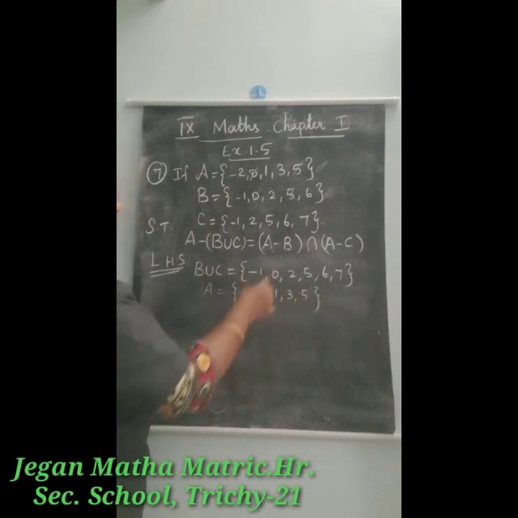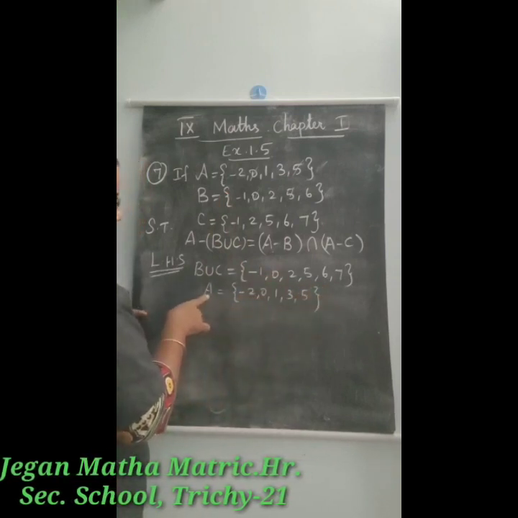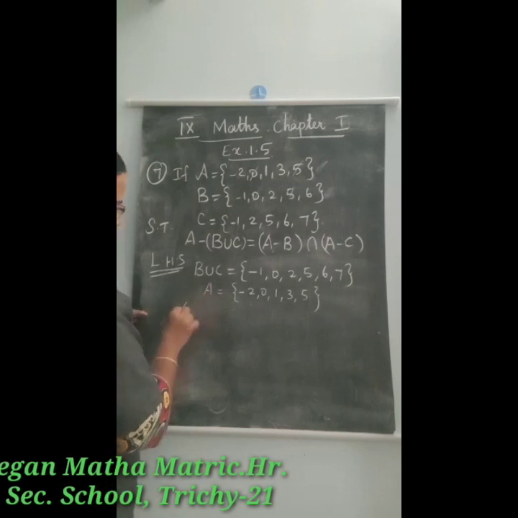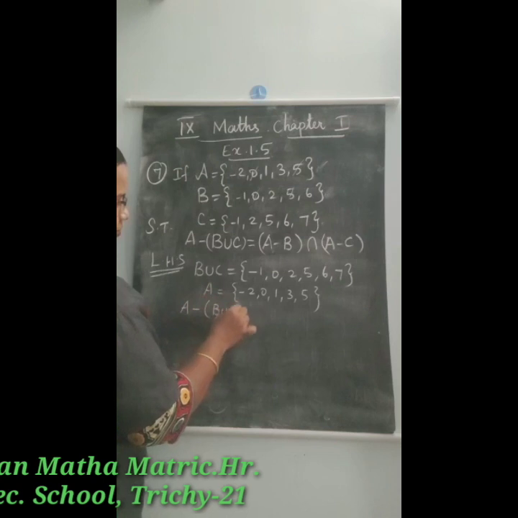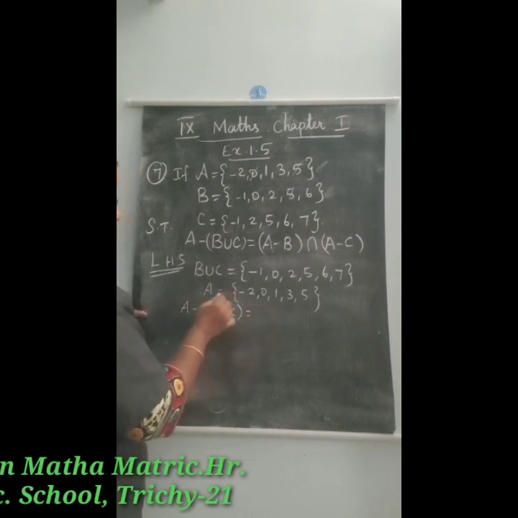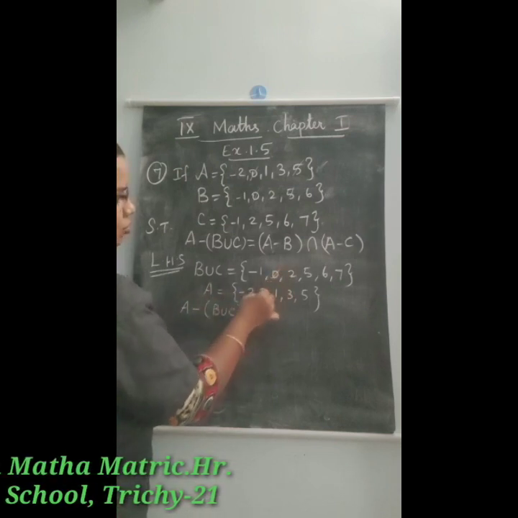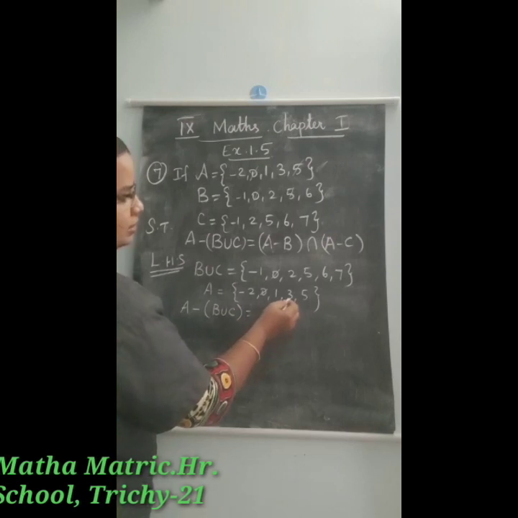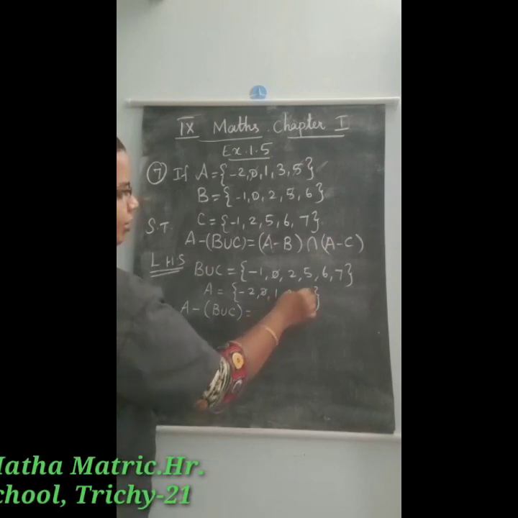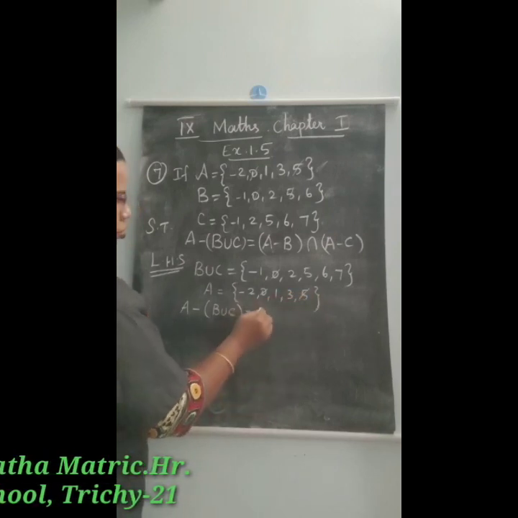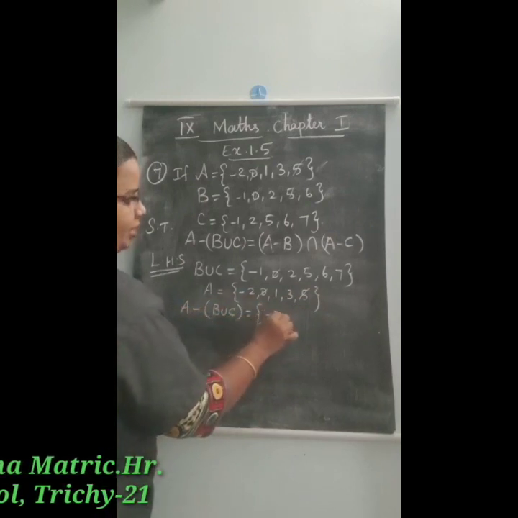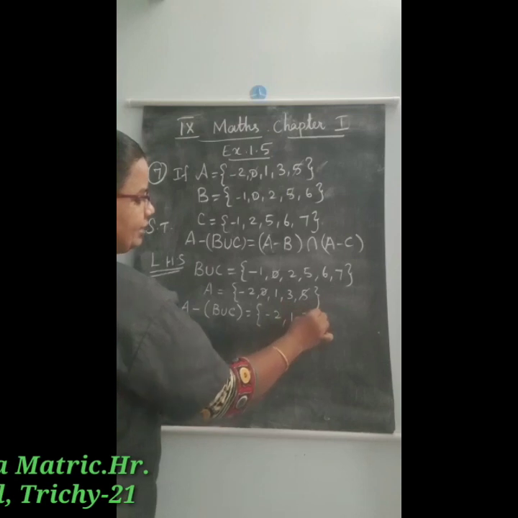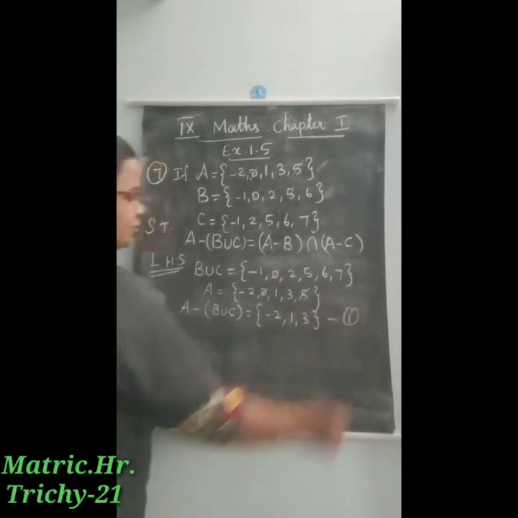So we have to take the common elements of these two sets and strike them out in A, because we have to find out A minus (B union C). So first you have to strike out the common 0, and then 1, 5. That's all. So A difference (B union C) is equal to {-2, 1, 3}. This is the first equation.